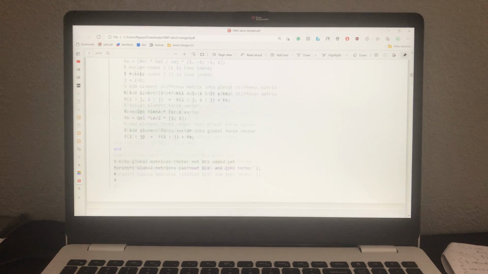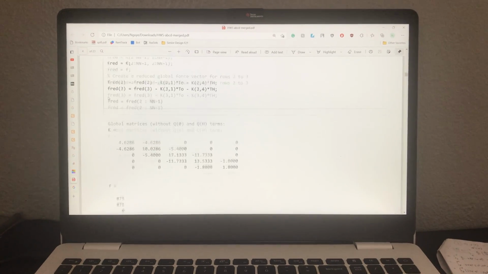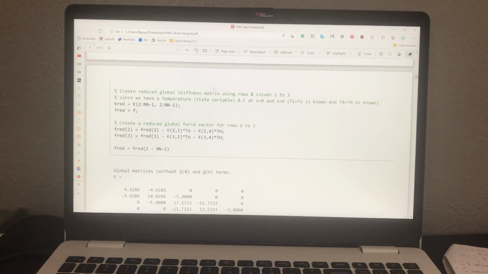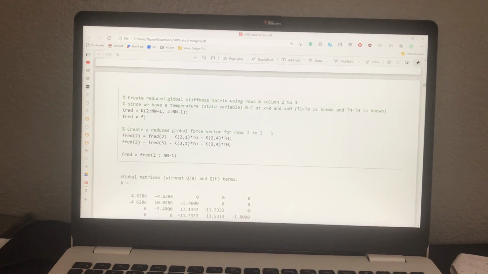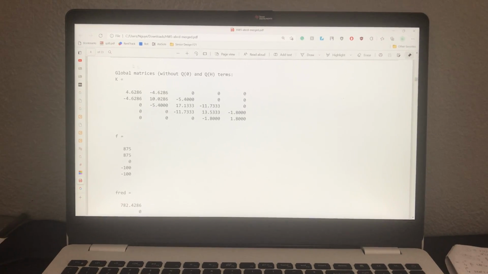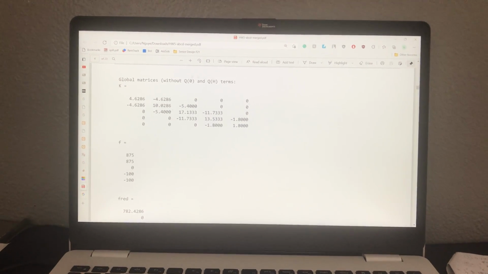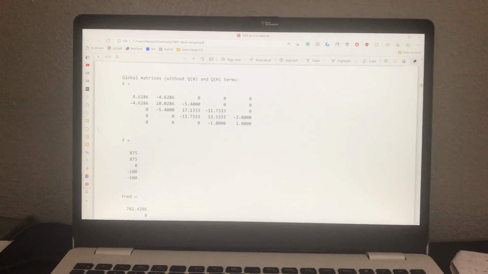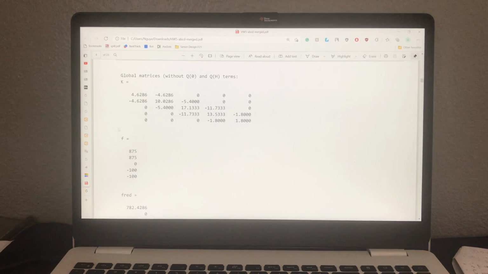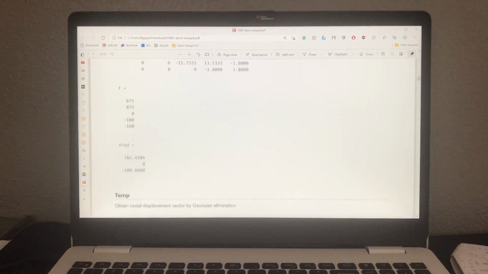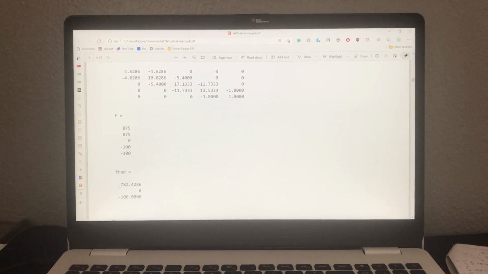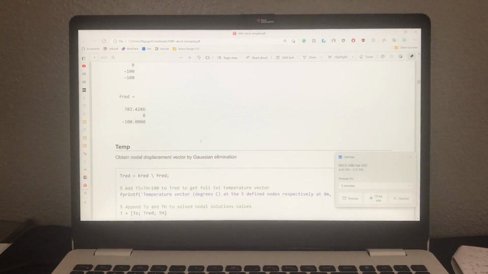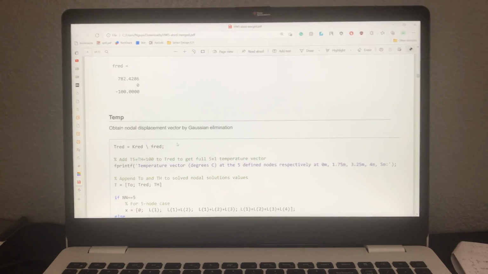Same thing for f, and then we print k and f. Then we need to take out the first row, so it goes from 2 to the end, and that's where we get these. So this is k, which is the same as what we got in D, in the hand calculation, so that's pretty good. We have f without the boundary condition, and it's the same, so it's also pretty good. And then these are the things that we need to subtract out of the main thing.